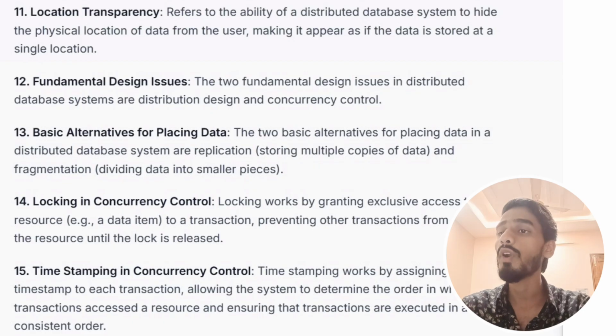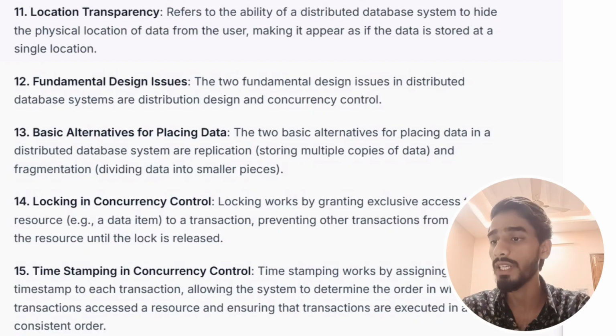Next, let us see what are two fundamental design issues in distributed database systems. The two fundamental design issues in distributed database systems are distribution design and concurrency control. Next, what are the two basic alternatives for placing data in a distributed database system? They are replication, that is storing multiple copies of data, and fragmentation, dividing data into smaller pieces.